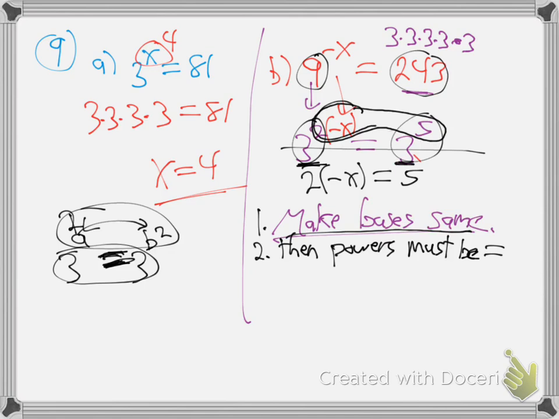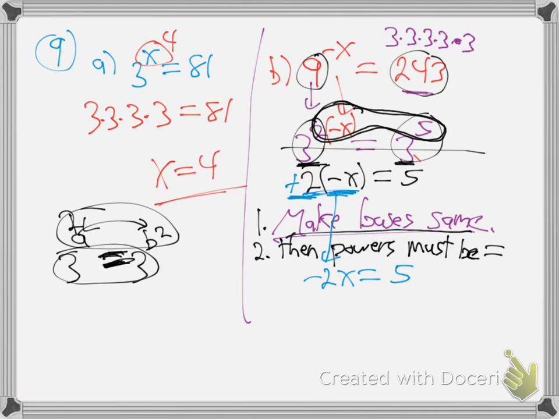Then you can just set the powers equal because they have to be equal. So now how do you solve that equation? I want to solve that equation for x. So let me take this and rewrite it. Positive 2 times negative x is negative 2x, isn't it? Right? Positive times negative is negative.